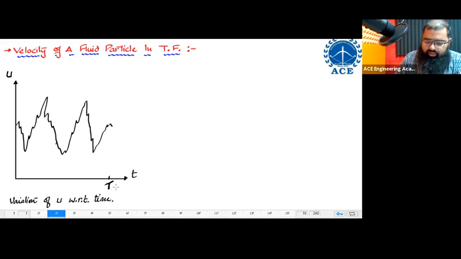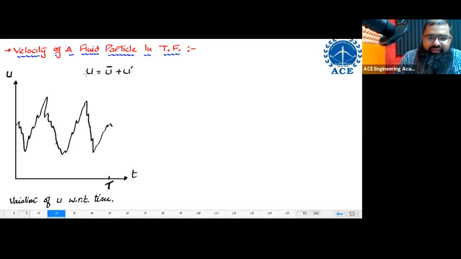Now, since the velocity is randomly varying, it is for sure difficult to analyze this particular velocity. So now I have to think mathematically. I'm going to break down this velocity into two components. I will say velocity u at any random time is a combination of two velocities: one is u bar, the other is u prime.